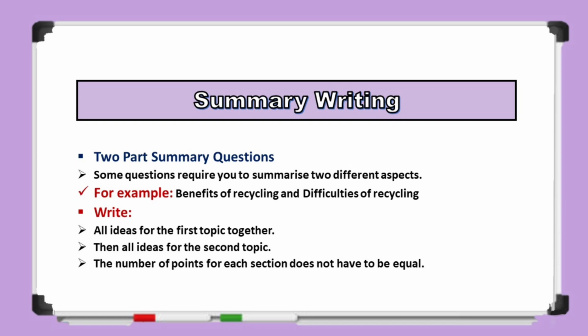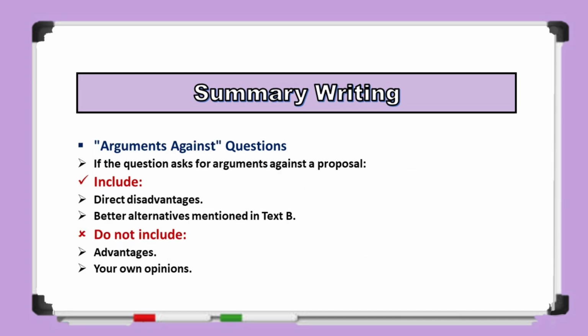Sometimes the summary question asks about two different aspects. In that case, keep all the points for the first topic together, then write all the points for the second topic together. The two sections do not have to contain the same number of points, but both parts of the question must be answered. If the question asks for arguments against something, only include the disadvantages and any better alternatives mentioned in text B. Do not include the advantages or your own opinions because they are not required.